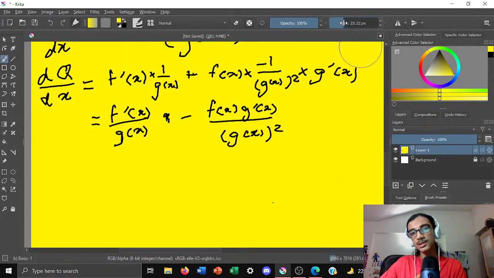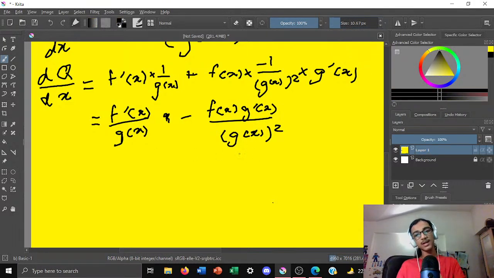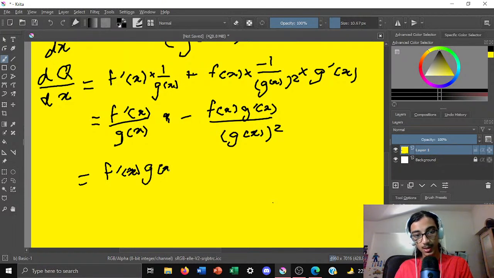What you'll notice is that the denominator of the first fraction is g of x, and the denominator of the second fraction is g of x squared. So let me multiply the numerator and denominator of this first fraction both by g of x. That will be f prime of x into g of x, sorry about the bad handwriting, divided by g of x whole squared, because I multiplied both numerator and denominator.